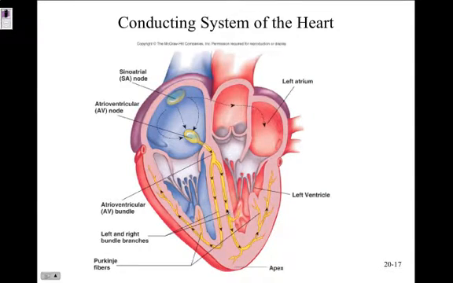As it branches here, here's a Purkinje fiber. All these branches coming off would be Purkinje fibers. They look like they're packed on.